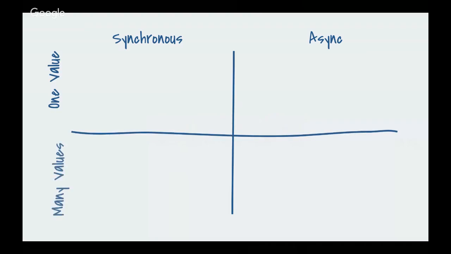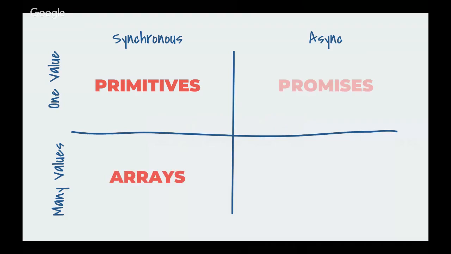Now, if we think about different ways of handling values, and we think of a grid where we have synchronous values or asynchronous values, and then on another line we have one value or many values. Well, obviously, primitives are one synchronous value, so that could be a number, a Boolean, a string, maybe an object, depending on how you're using it. But then we could also have arrays, which is one value that actually has many values in it. There's also async values, which is what promises are. A promise represents one asynchronous value.